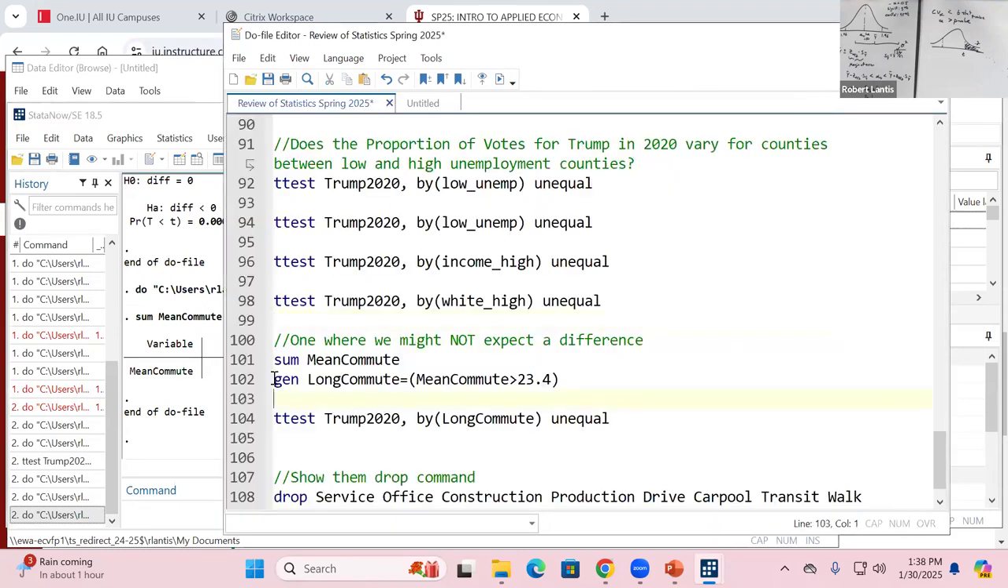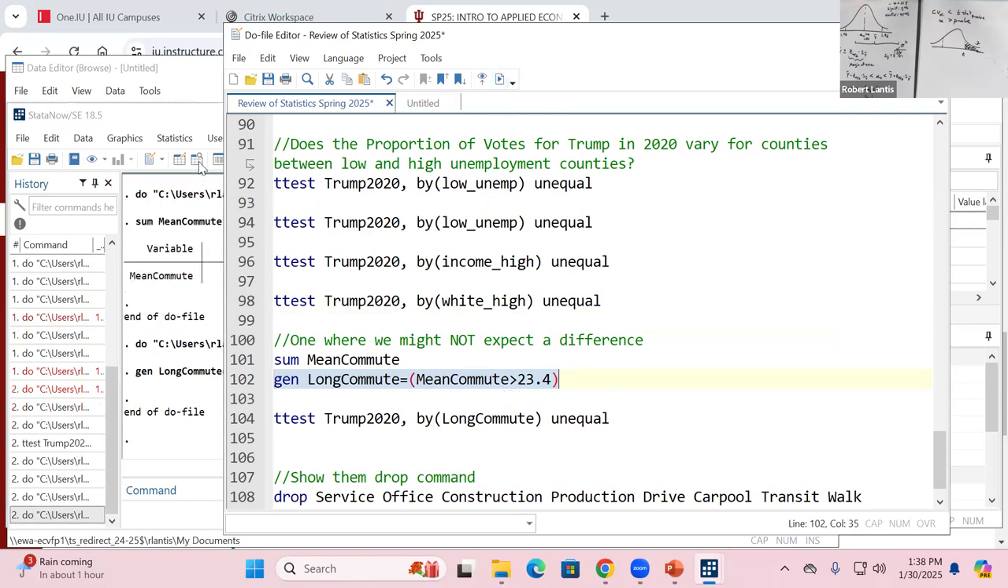I'm then going to create this 1, 0 variable. Once again, how do I do that? Put a conditional statement in parentheses. So every time the mean commute of a county was greater than 23.4, which is about the average across all the counties, I'm going to put a 1 in here and call that long commute, right? You have more than 23 minutes to get to work every day. Anything that doesn't meet that criteria gets a 0. So I'm going to create that variable.